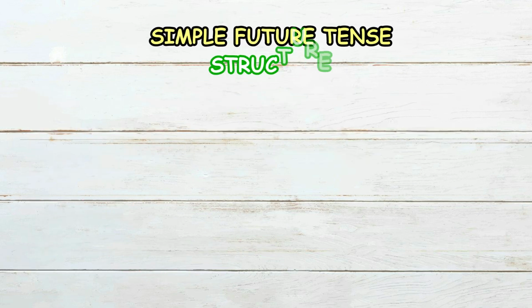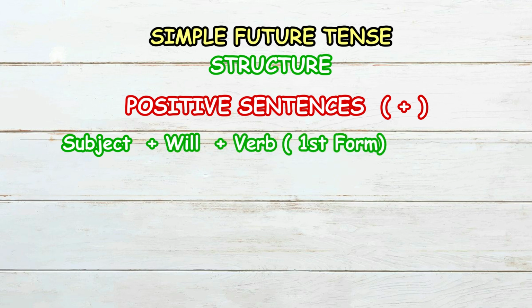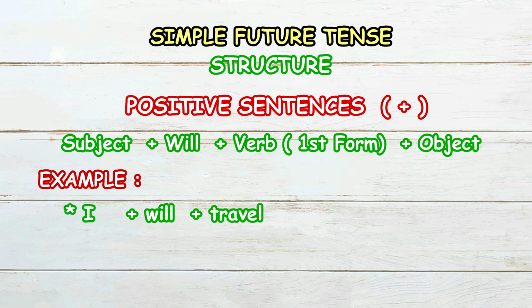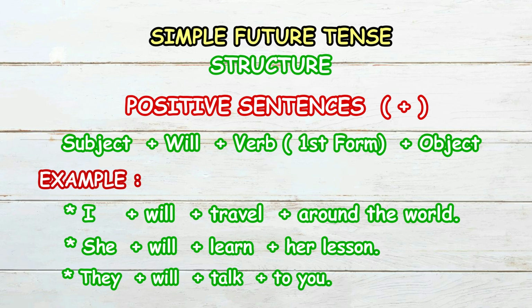Let's check out simple future tense structure in the positive sentences. Subject plus will plus verb first form plus an object. Check out the examples. I will travel around the world. Or she will learn her lesson. Or they will talk to you. Now here in all these examples, we have used will with the first form of the verb.